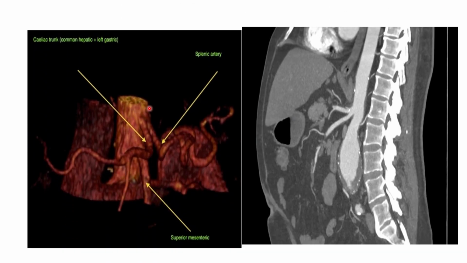This image shows a 3D reformatted CT image showing the celiac trunk giving the left gastric artery and the common hepatic artery, whereas the splenic artery originates separately from the abdominal aorta. Whereas in this image we can see the common trunk of the celiac artery and the superior mesenteric artery originating from the abdominal aorta.